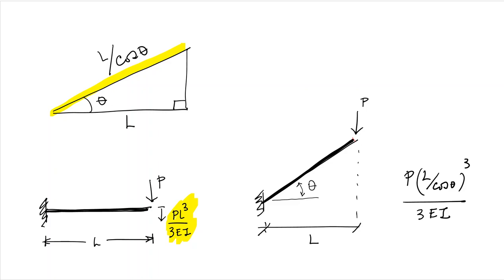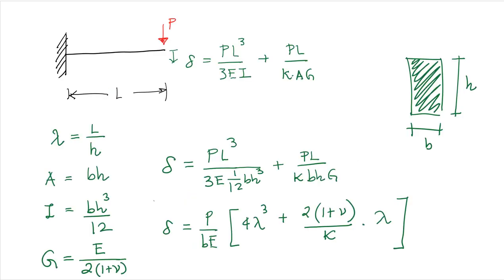So maybe the answer is something along the lines of P times (L over cosine theta) cubed divided by 3EI. Then you begin to wonder, well, but if it's at an angle, some of the force goes into axial force, and members are a lot stiffer axially than in bending, so maybe the deflection becomes less at some point when the angle is really high. So what's the answer? Well, first, let's just go through the classical solution.